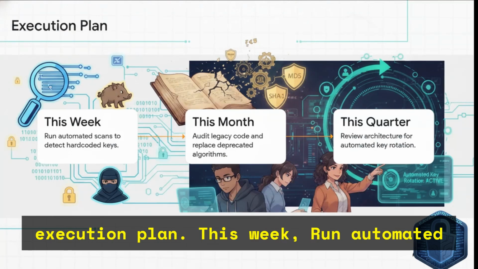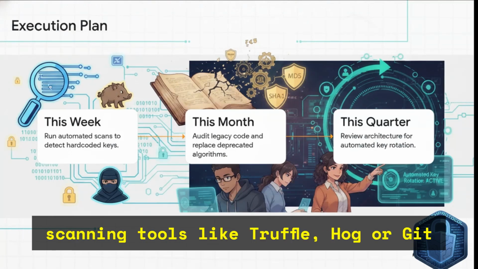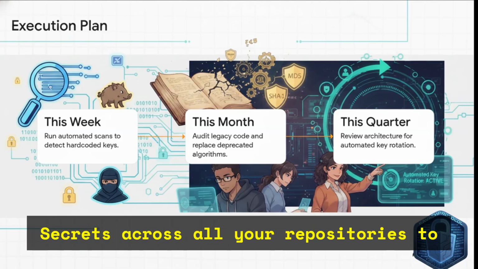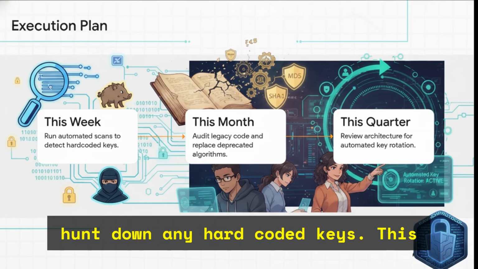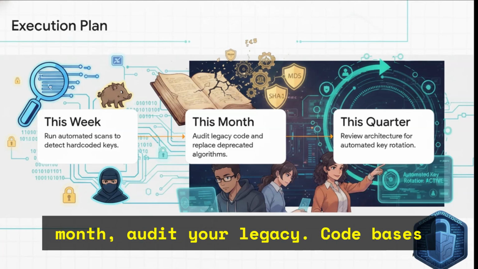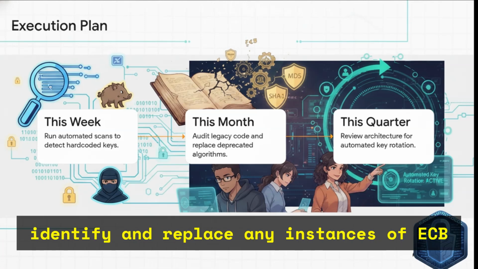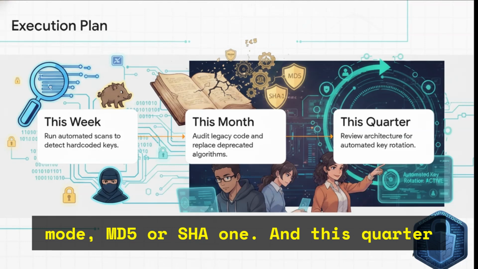This week, run automated scanning tools like TruffleHog or GetSecrets across all your repositories to hunt down any hard-coded keys. This month, audit your legacy codebases. Identify and replace any instances of ECB mode, MD5, or SHA-1.